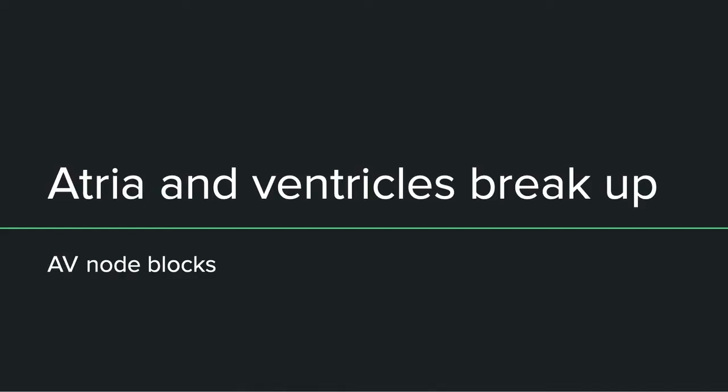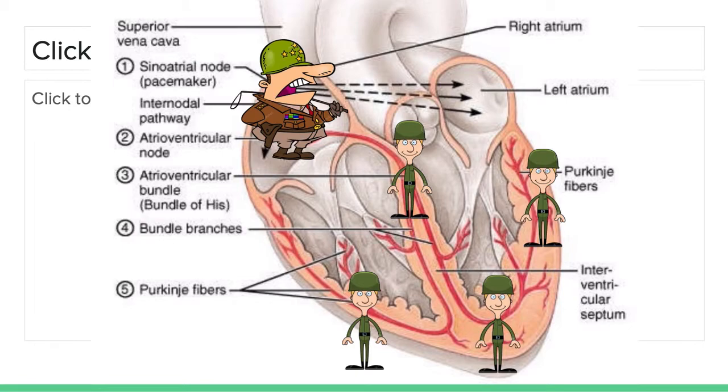The final class that we're going to look at is where the atria and the ventricles have effectively broken up. They're not in a relationship anymore. And this is a class of arrhythmias known as AV node blocks. So let's look at what AV node blocks are.